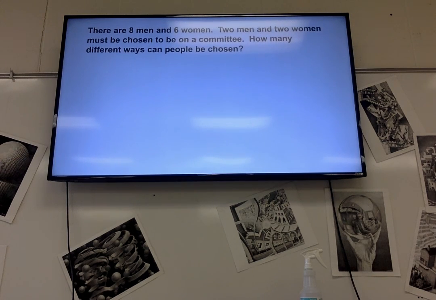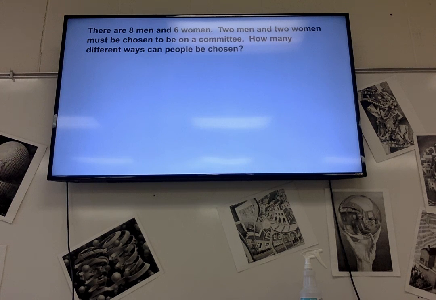And this one we're going to do together because it's a little bit different. There are 8 men and 6 women. 2 men and 2 women must be chosen to be on a committee. How many different ways can people be chosen? This is a combination because it doesn't matter what order you're in.